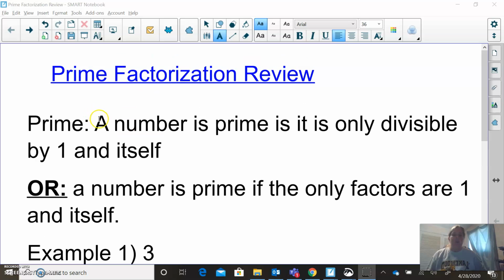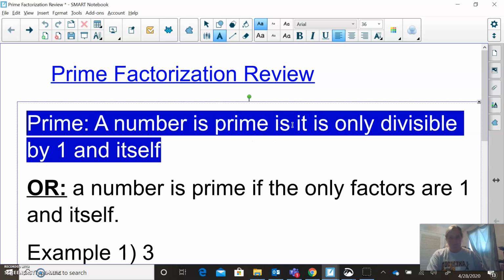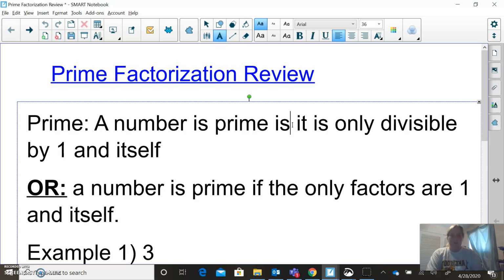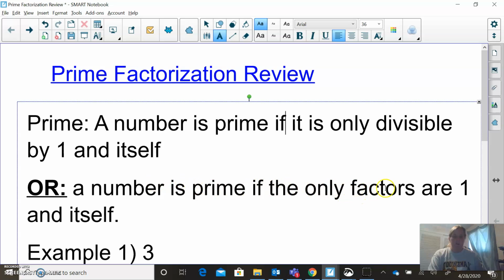A prime number is prime if it is only divisible by 1 and itself. So it needs to be divisible by only 1 and itself. Or a prime number is prime if and only if the factors are 1 and itself.